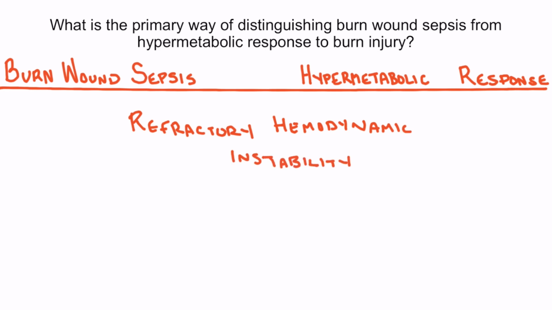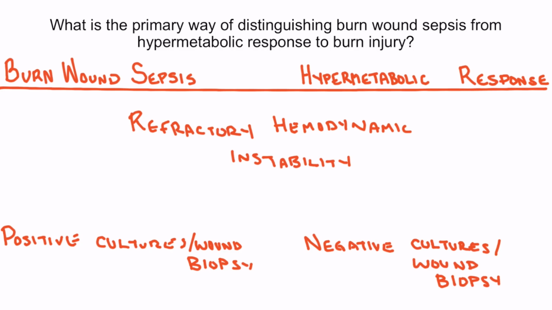The key difference is to remember that burn wound sepsis requires a confirmed burn wound superinfection for diagnosis. In other words, patients must either have a positive culture or a positive wound biopsy. Hypermetabolic response to burn injury, on the other hand, will cause refractory hemodynamic instability in the setting of negative cultures or biopsy results.